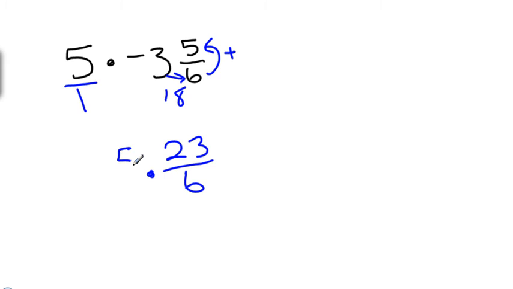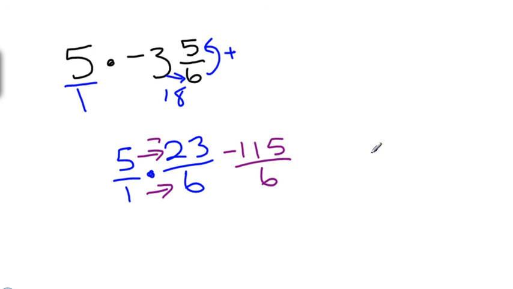Here are two fractions: 5 over 1, 23 over 6. From here, we just go straight across. So 5 times 23 is 115. 6 times 1 is 6. Alright? Oh, and this was negative, so that makes this whole thing negative. Positive times a negative, always negative.